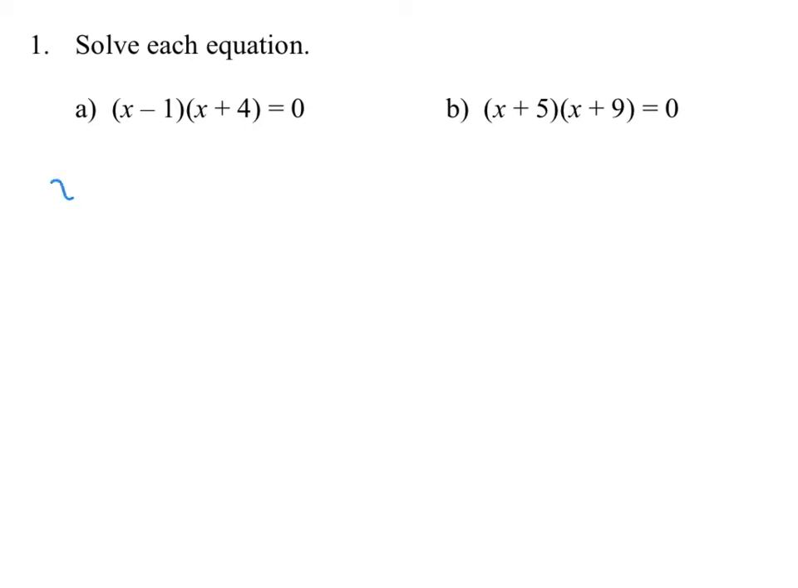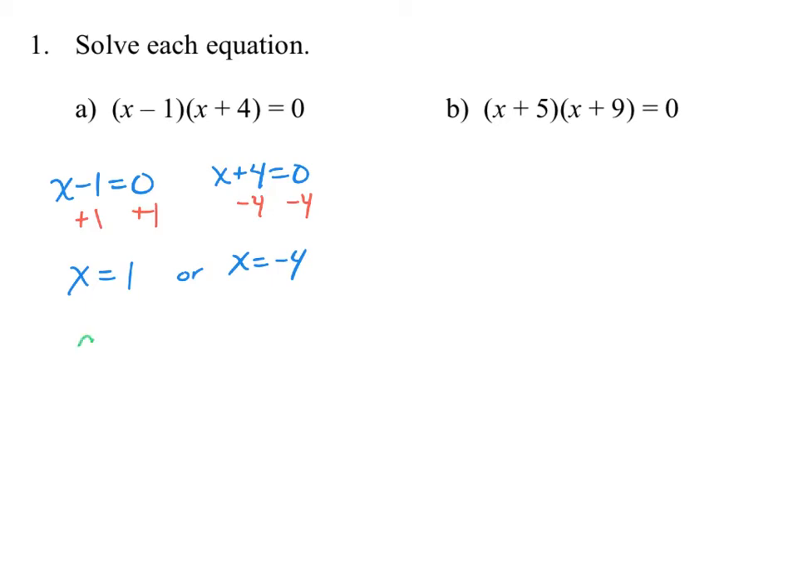So let's set x minus 1 equal to 0, and then we can add 1 to both sides and solve. We get x is equal to 1. That's one solution to this equation. And then we set the other factor, x plus 4, equal to 0, and then we can subtract 4 from both sides to get x is equal to negative 4. So we have two solutions to this equation, x is equal to 1 or x is equal to negative 4.